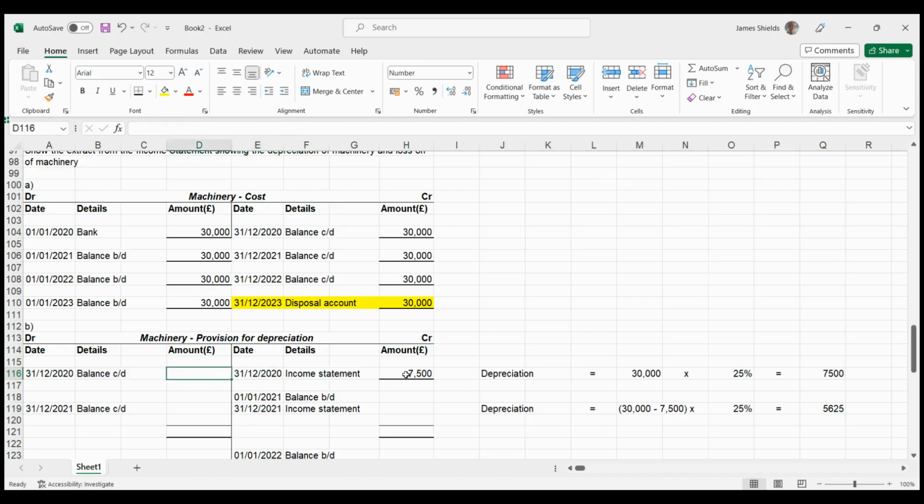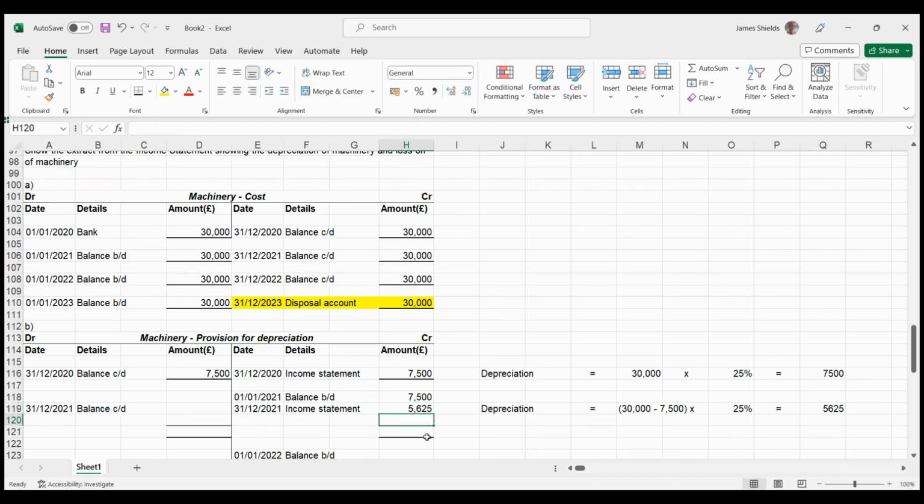So at the end of December 2020, our total depreciation is £7,500, so it's going to be carried down. So the start of 2021, the 1st of January, the balance brought down is the £7,500. Now we've got to do the income statement charge for depreciation for the year ended 31st December 2021. So here we go, the depreciation: it's the cost, take away the previous depreciation from previous years, which is £7,500, times by 25%, and you'll get £5,625. That's the amount going to go in our income statement.